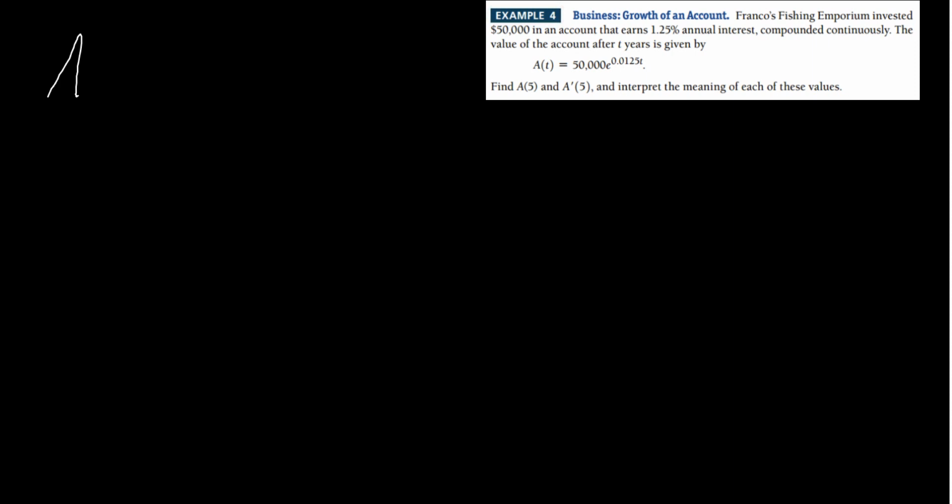It's one of those things where it's kind of awkward, where I put something into my calculator and you just kind of sit there and wait. But if I want to find A of 5, all I'm going to do is plug the value of 5 into my variable t there. So I'm just going to put in my calculator 50,000 times e raised to 0.0125 times 5. I'm just evaluating at 5.